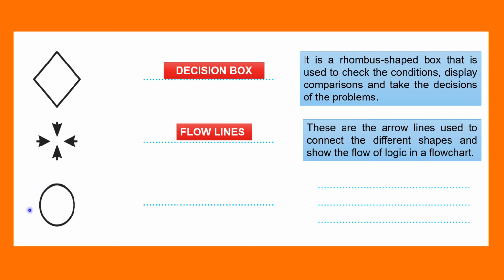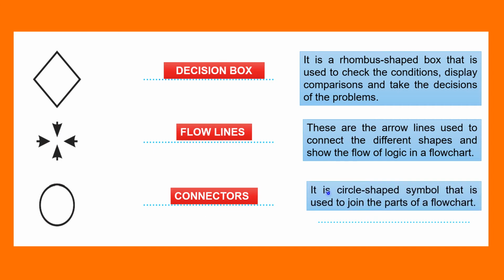Sixth symbol is connector. This is a circle. So the name of this symbol is connector, and it is used to join the parts of a flowchart. It is a circle shaped symbol that is used to join the parts of a flowchart.